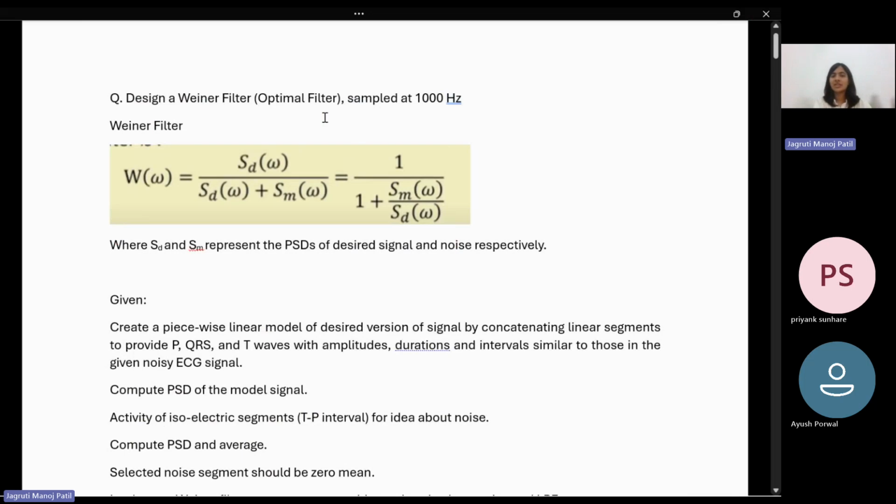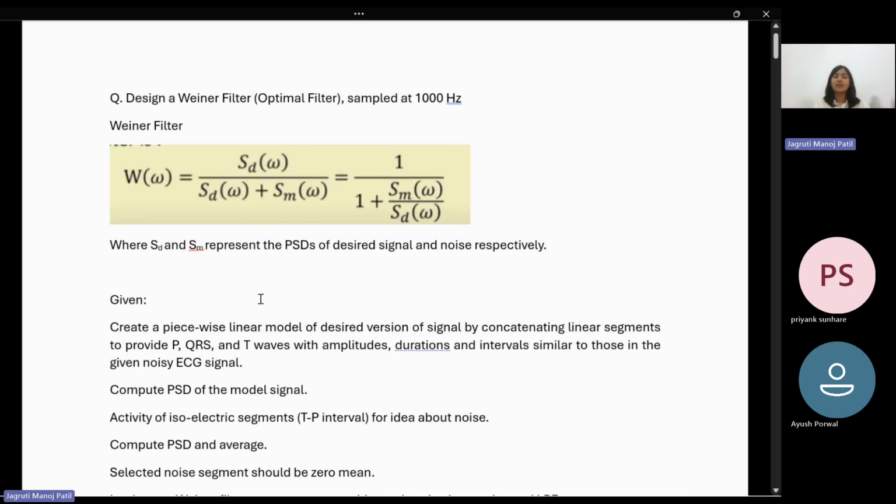It's essentially the ratio of your desired signal and your noise. Here it's the ratio of noise to desired signal, or it can be the desired signal divided by the total, where the total is nothing but signal plus noise. It can also be written as SNR in this way, and it's similar to a transfer function, where you have your output first and then your input that was given to the system.